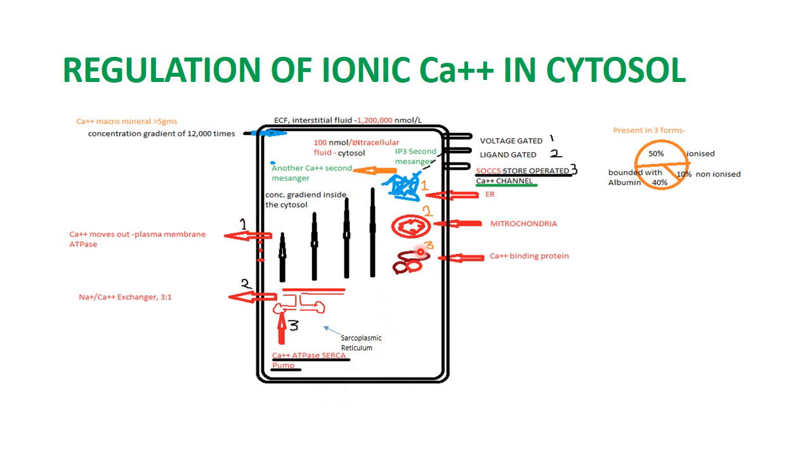So from this diagram it is very clear that if we remember the formula of 3: there are 3 channels, there are 3 storehouses, and there are 3 ways by which the calcium can be moved out, and we can work out the regulation of ionic calcium inside the cytosol. Thank you.